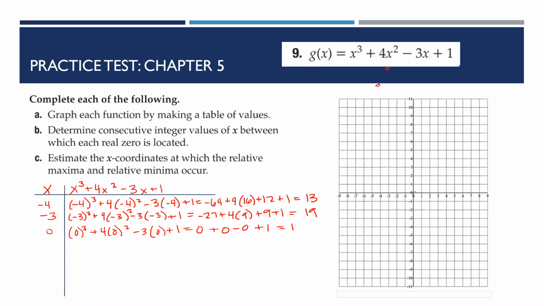So when x is 0, y is 1 right here, okay? And then I'm going to plug in 1. So 1 cubed plus 4 times 1 squared minus 3 times 1 plus 1. And I get 1 plus 4 times 1 minus 3 plus 1. Multiply and add everything together, and I get 3. So 1 is going to be 3.